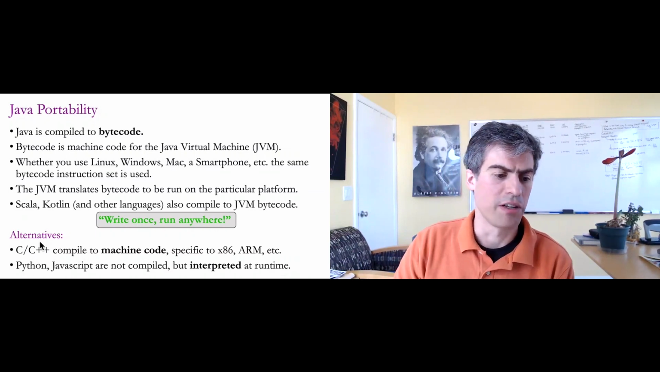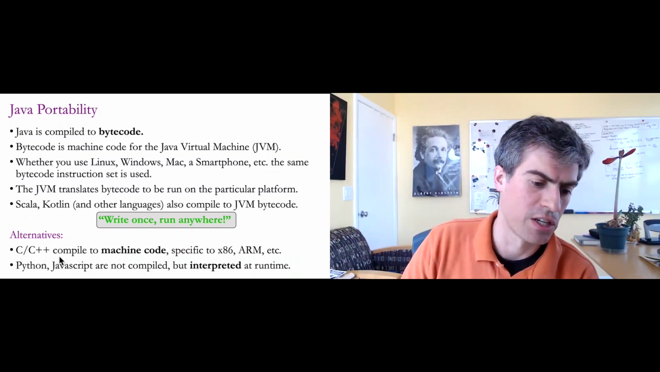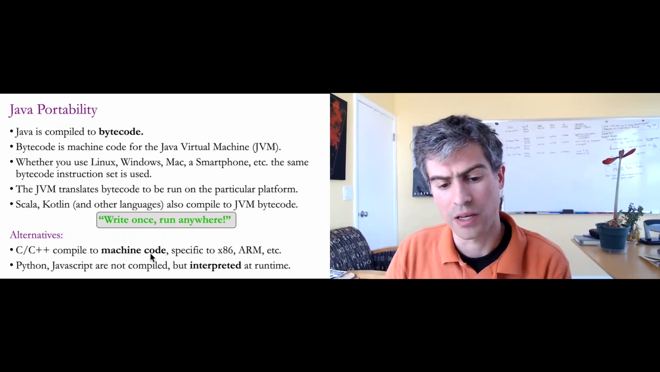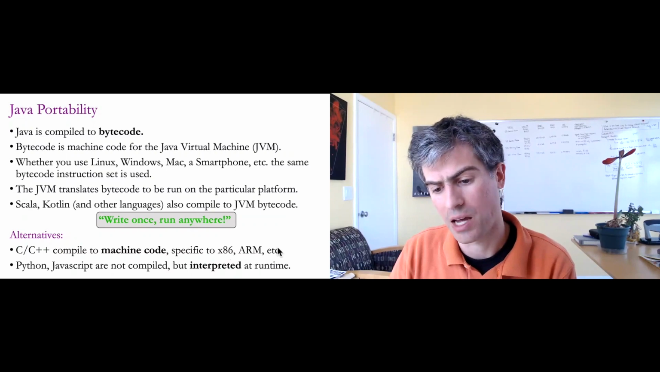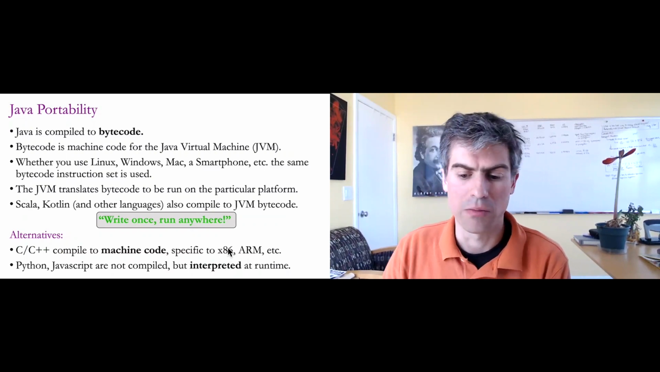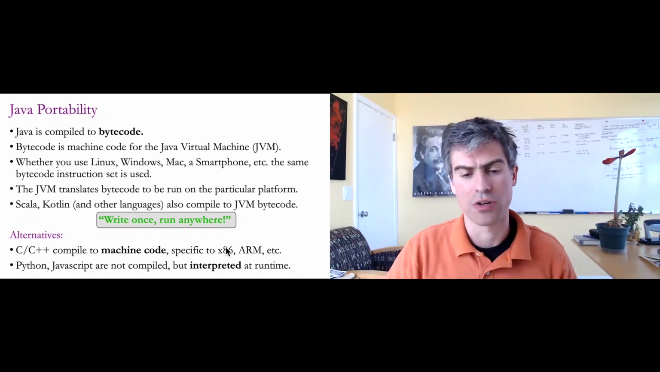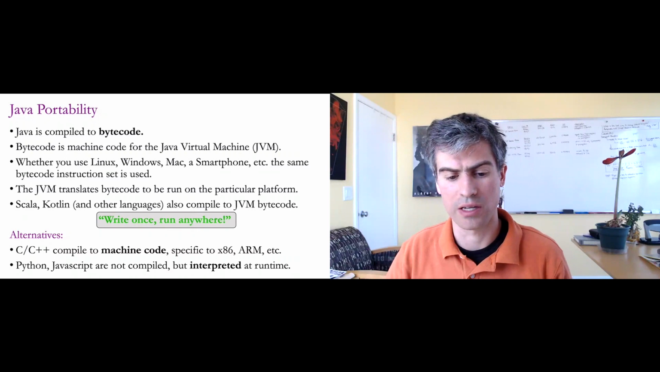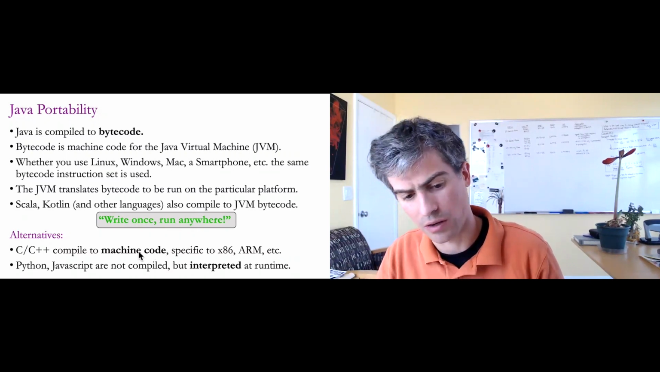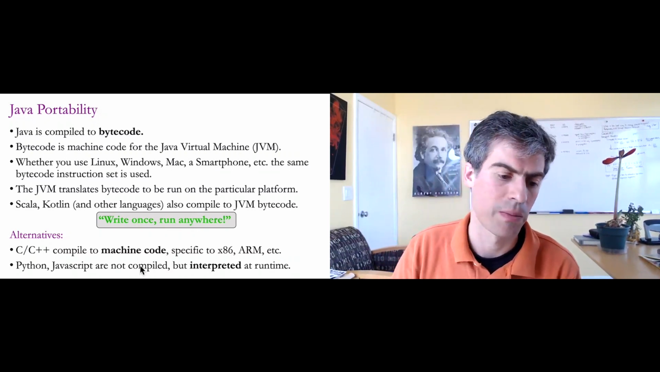Yeah, so I mentioned already the alternatives. C or C++ compiles to machine code. That code is specific to a particular type of computer, whether it's a laptop or a particular type of smartphone. And if you compile C code for your laptop and then try to move it to a smartphone, it won't run because it's not using the same machine code language, the same instruction set architecture.